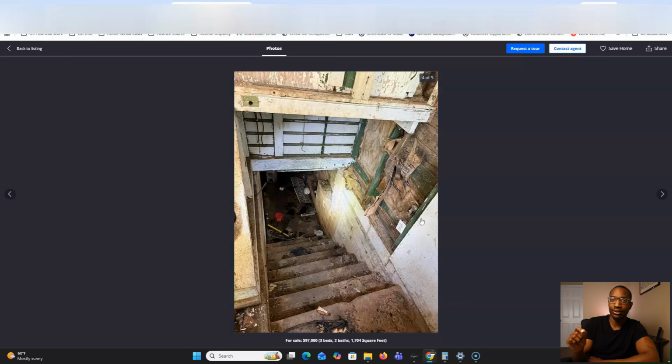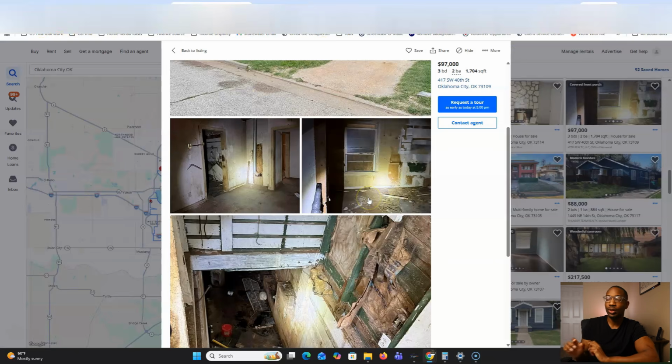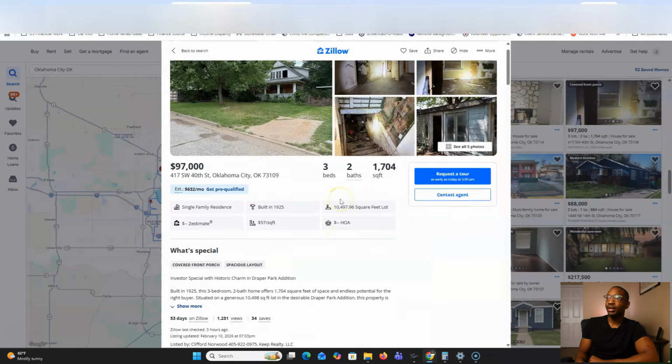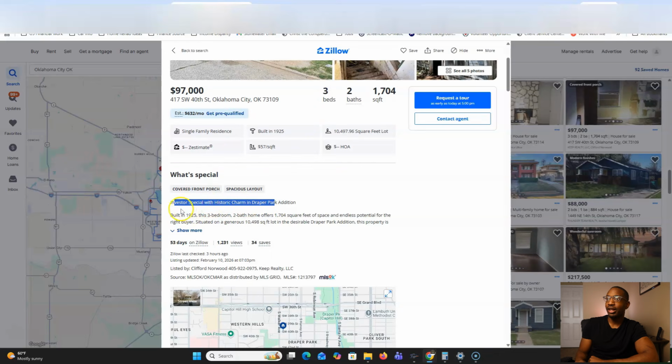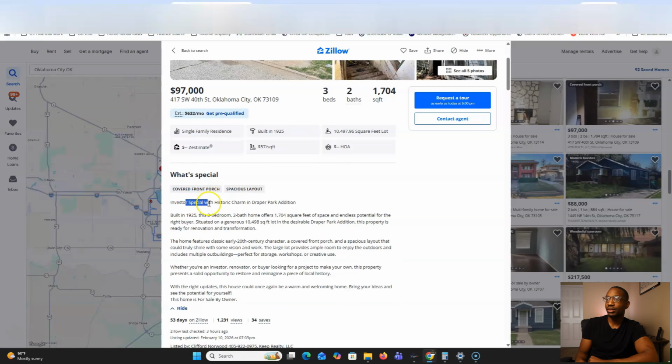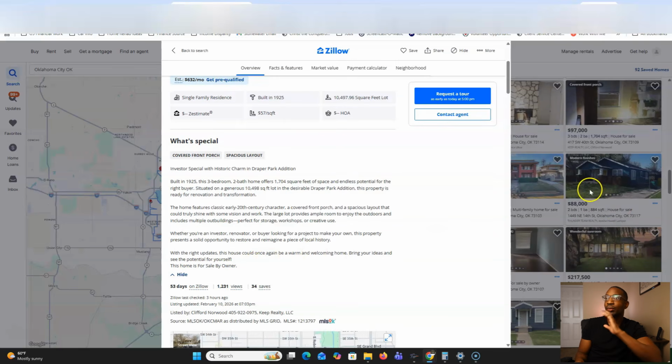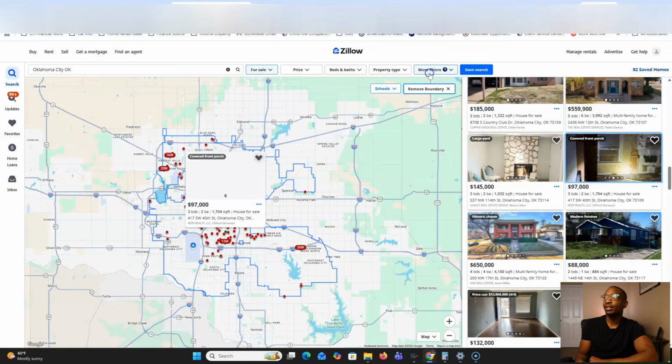You all use this filter, keywords, put in the keyword investor, needs work, TLC, in order to find these houses that you can wholesale. And then from here, what I'm going to do, I'm going to look at what the agent said, investor special. So it's telling you it's an investor special, right? This home is for sale by owner. So this is the very first filter. So that's filter number 1. Let's go to filter number 2.